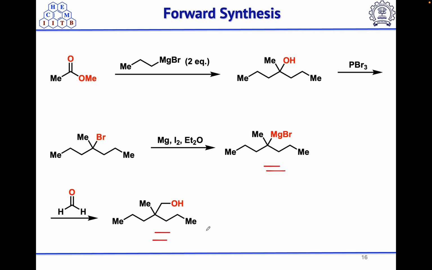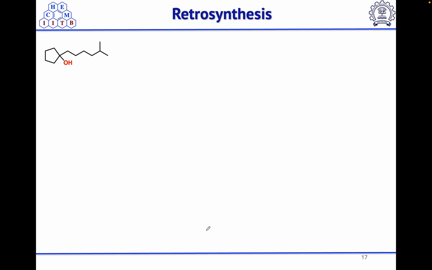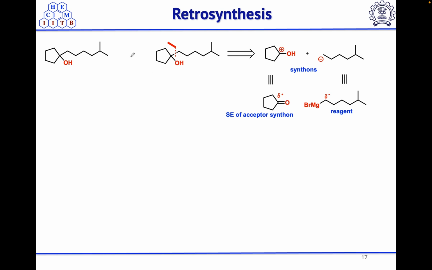So coming to the next problem. This also has a cyclopentane kind of ring and a tertiary alcohol. For this retrosynthetic plan, we can think about a C-C disconnection, and we can plan the synthons, the acceptor synthon and the donor synthon. This is the synthetic equivalent for the acceptor synthon, and this will be the reagent for the donor synthon. So this is the Grignard reagent.